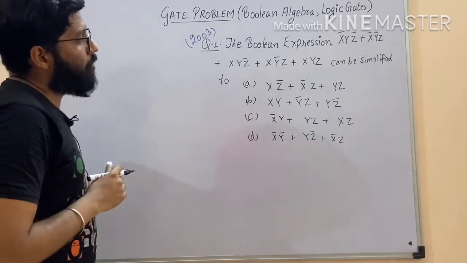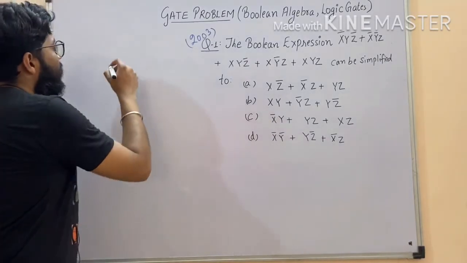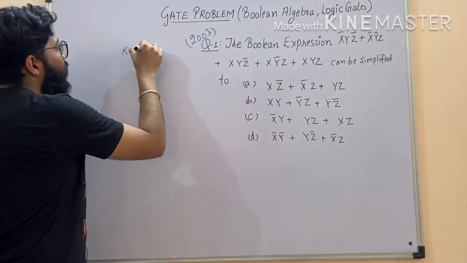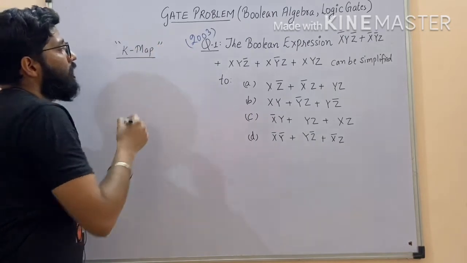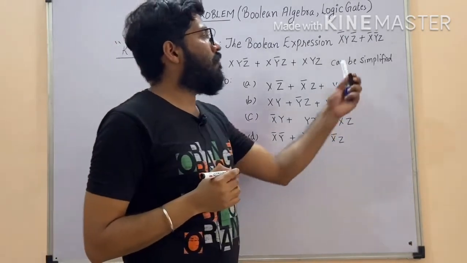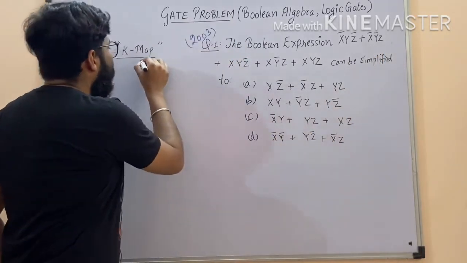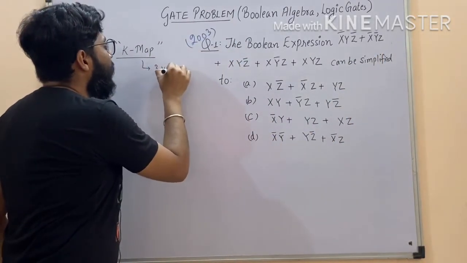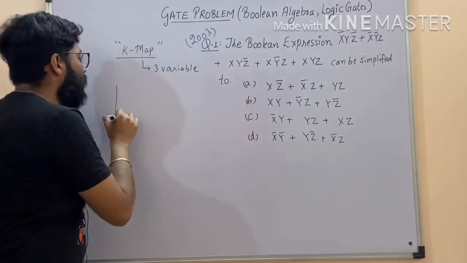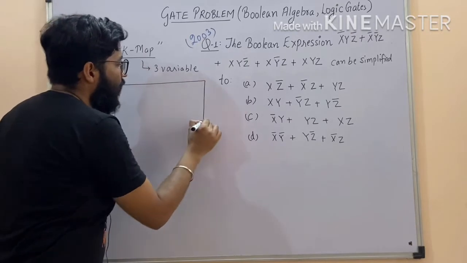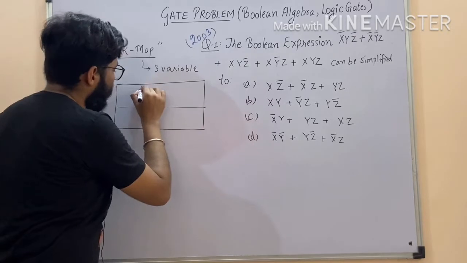Now you have to simplify the Boolean expression. For simplification there is a tool called K-map. For K-map you have to see how many variables your Boolean expression consists of. Here 3 variables are there, so we have to plot the K-map of 3 variables. For a 3 variable K-map we have to draw the K-map in this fashion. Okay, this is the K-map.